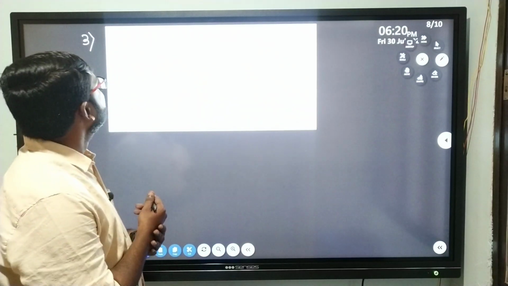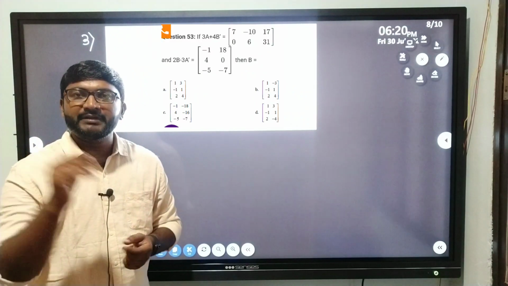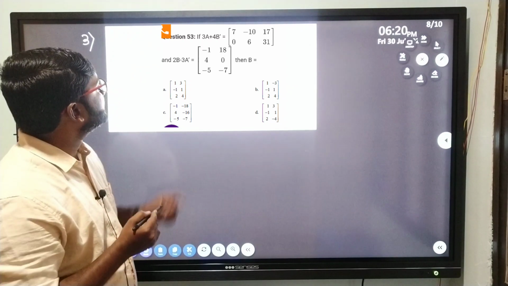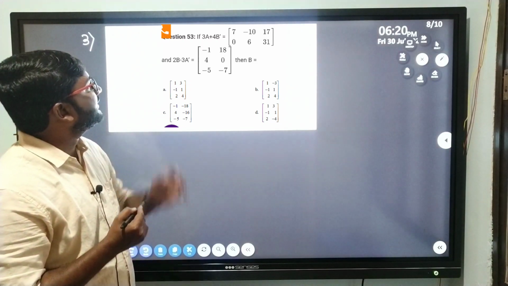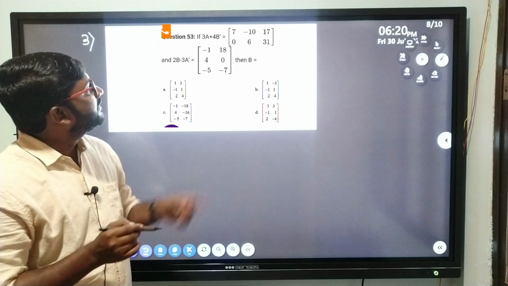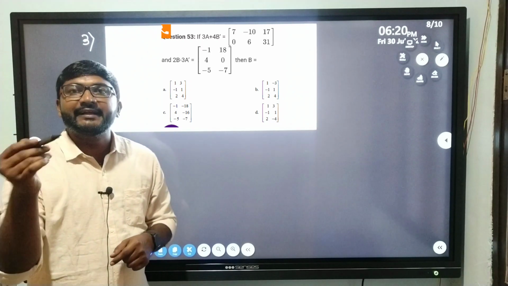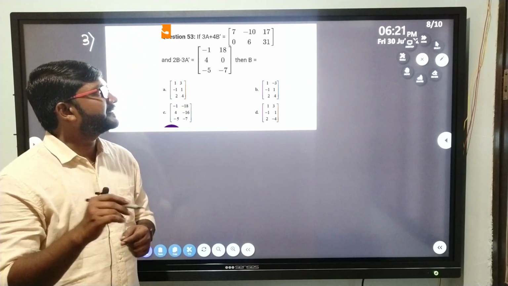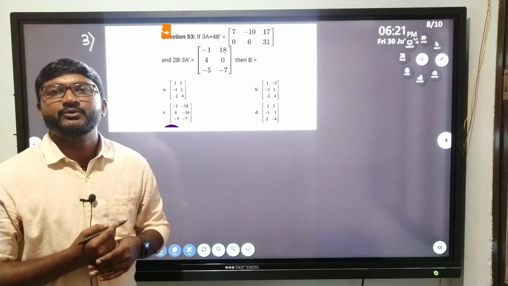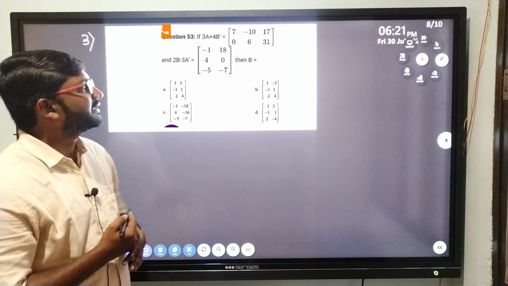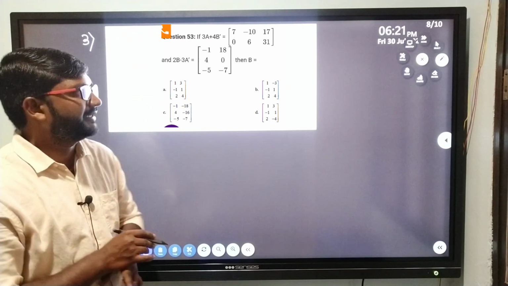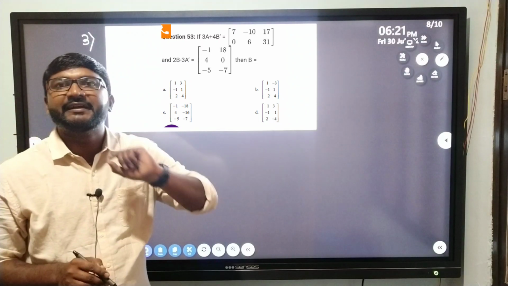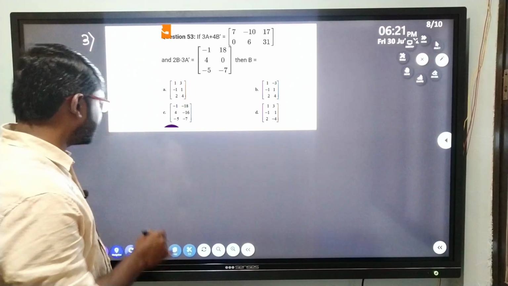Question number 3. So here if 3A plus 4B dash is equal to the matrix 7, minus 10, 17, 0, 6, 31 and 2B minus 3A dash is equal to minus 1, 18, 4, 0, minus 5, minus 7, then B is equal to. So here they have given two matrices and we will have to find the matrix B. What I will do is I will take the transpose for the first matrix. Let us take transpose on both the sides for the first matrix.